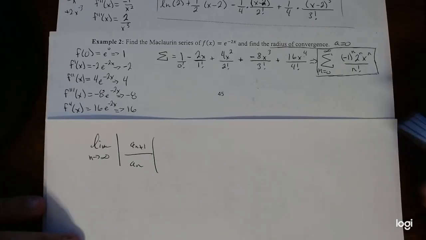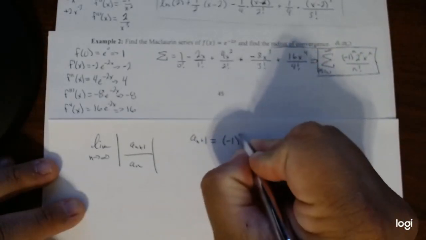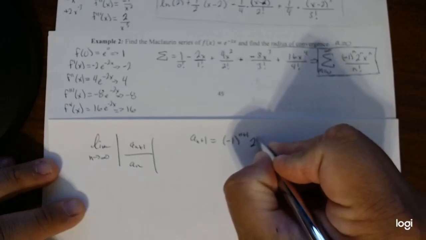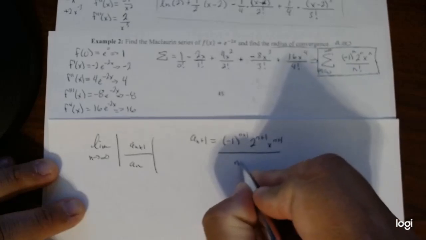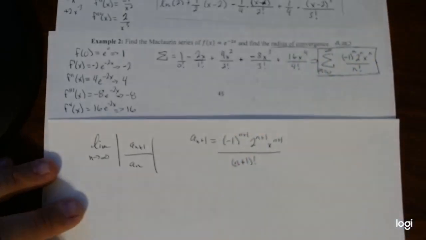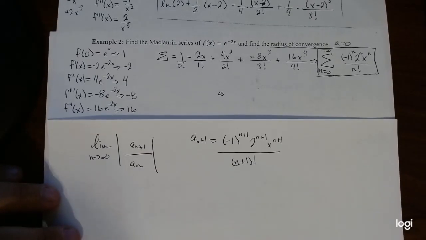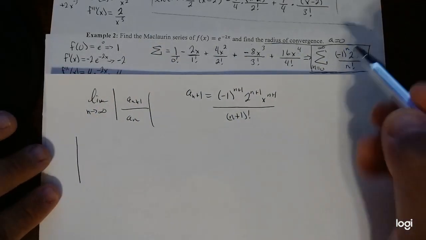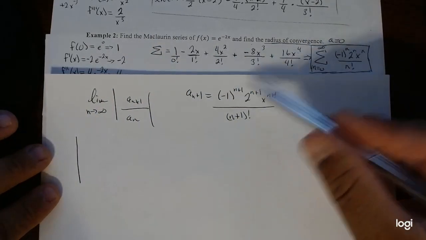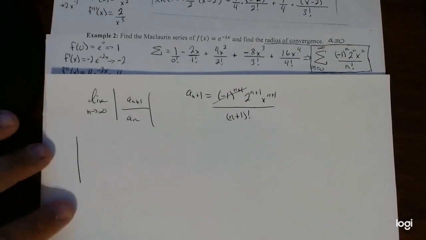In this case, a sub n plus 1 is just adding 1 to all the n's, so it'll look like this. And then a sub n is just that itself. I'll do that little trick and see what we get. So take the absolute value. The good thing about absolute values is that the alternating signs go away because we're taking the absolute value, so it's not alternating anymore. You can just cancel those out.